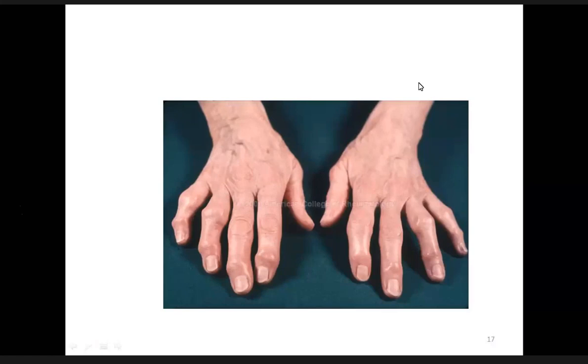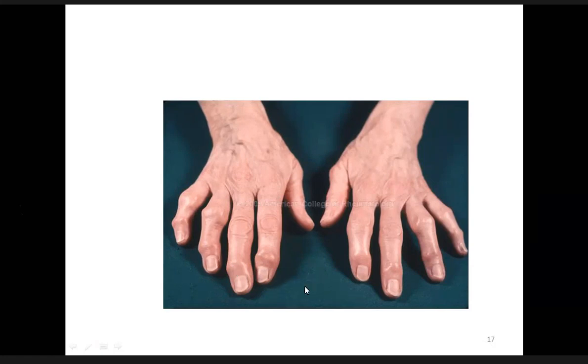Again, this patient presented with polyarthralgia, especially bilateral knee joint pain. Osteoarthritis. Heberden nodes and Bouchard's nodes are there. Right, very good. So over the distal interphalangeal joints, what are the nodes? Heberden nodes. In the distal interphalangeal joint, the patient has got Heberden nodes.